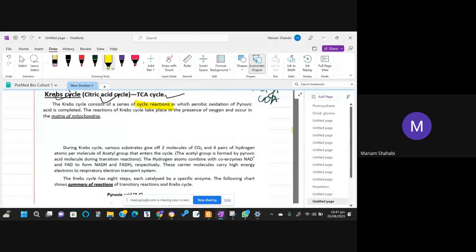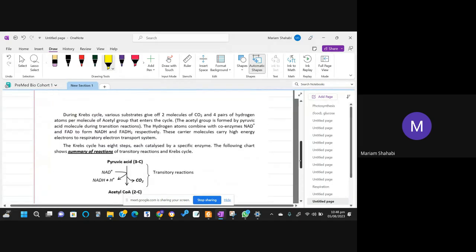So the reactions of the Krebs cycle will take place in the presence of oxygen, and they occur in the matrix of the mitochondria. So glycolysis took place in the cytosol. In glycolysis NADH was formed, ATP was formed, and now the pyruvic acid will move into the mitochondria so that it can enter the Krebs cycle.